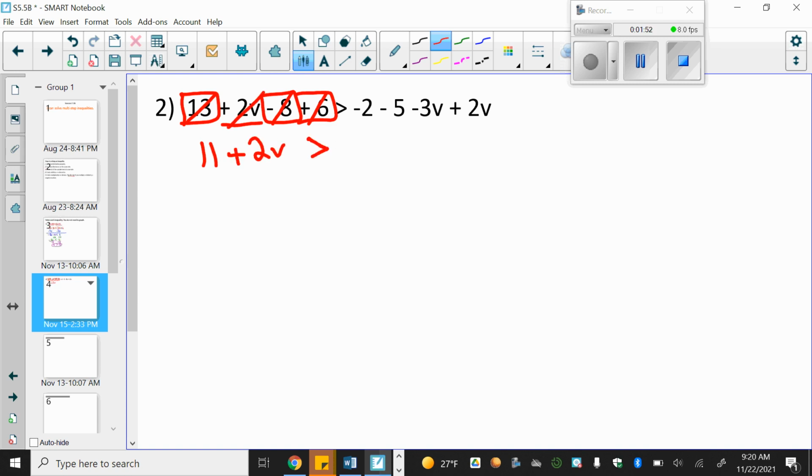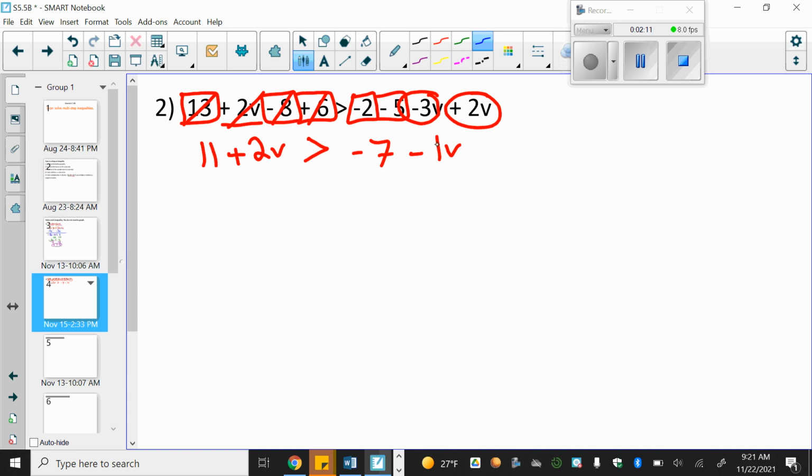Then my sign, greater than. On this side I have negative 2 minus 5 to get negative 7. And minus 3v plus 2v to get minus 1v. Then I want to put my like terms together. So left side there's no like terms, right side no like terms.